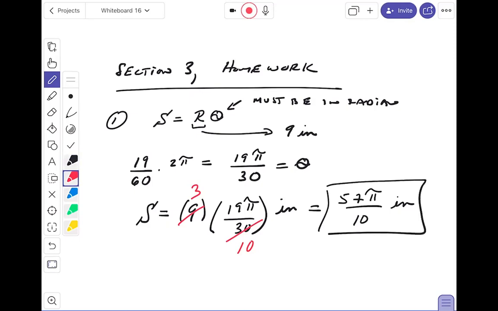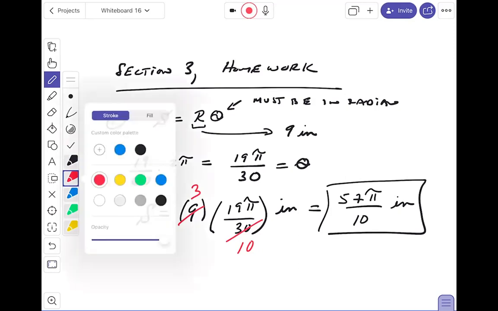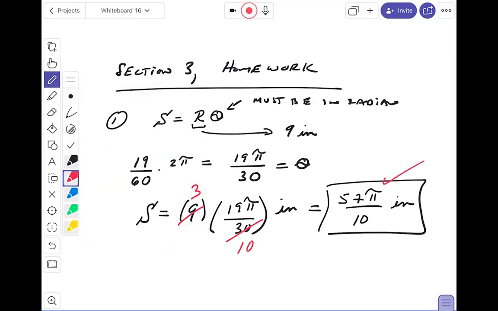Look at the answer key and see if I got it right. And I'm looking at it, and I'm seeing 57 pi over 10 inches. All right, if you want to approximate, you use a calculator to do that. They didn't ask for it, though. Well, let's do number 2. Number 2 looks like a relatively simple question.